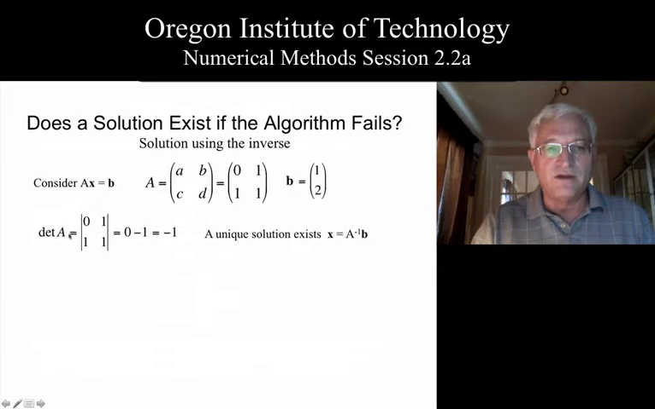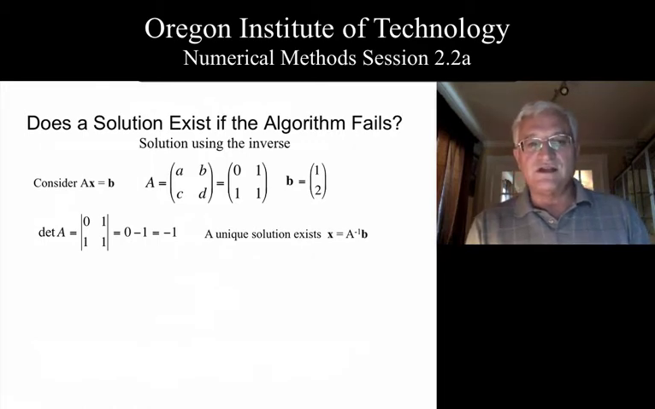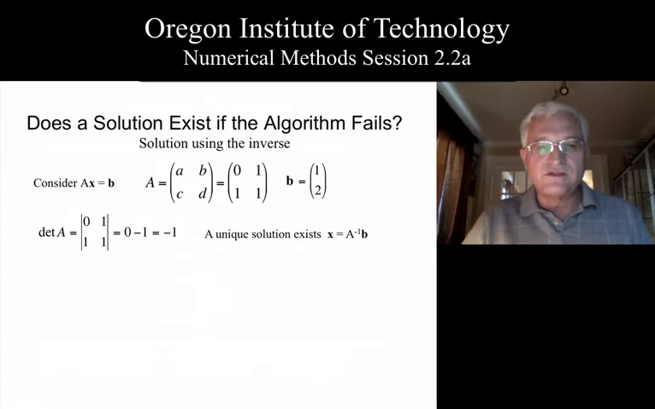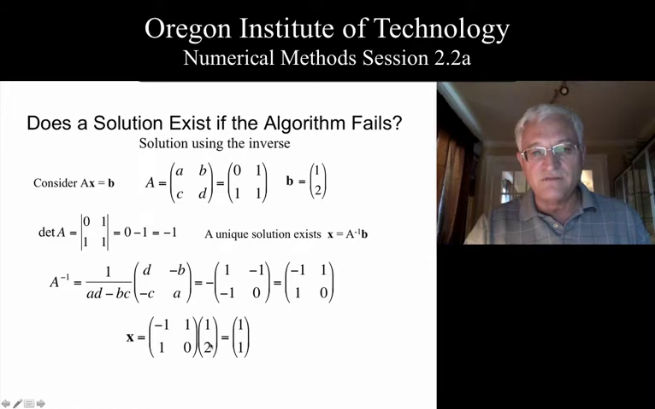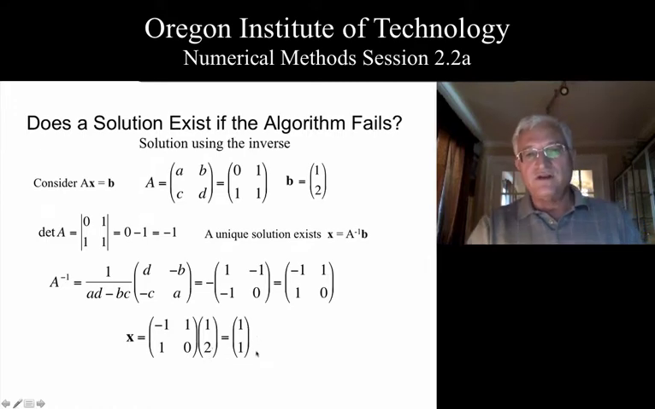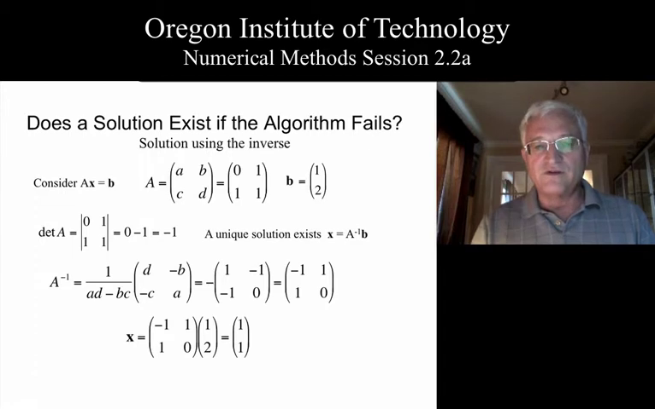Well, let's do the determinant. We take the product of the diagonal elements minus the product of the off diagonal, or the minor diagonal, and we end up getting a -1. Well, that's okay. As long as you don't get a 0, a solution exists. So we have an inverse, we have a solution, it is not singular, and yet our algorithm is going to fail. If we take the inverse times the b vector, we come up with a solution. So by hand, we know the true solution is 1, 1. And yet our algorithm is going to blow up.